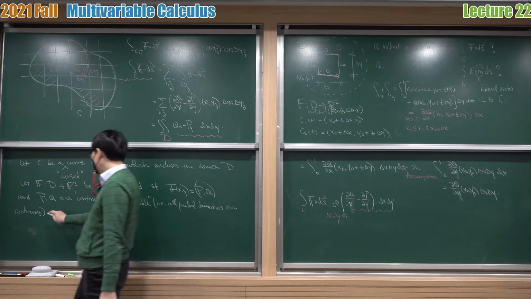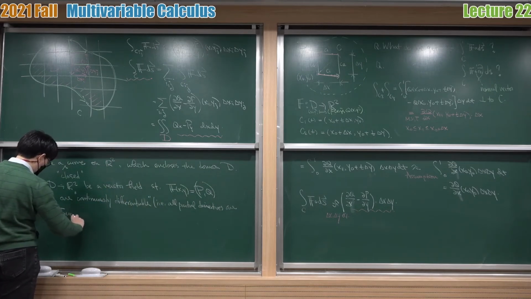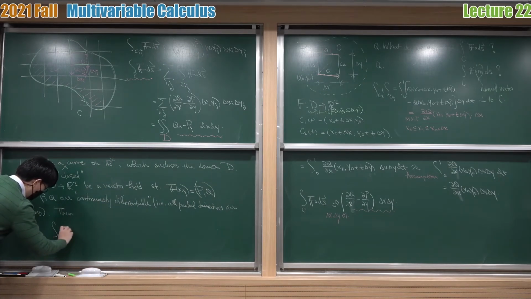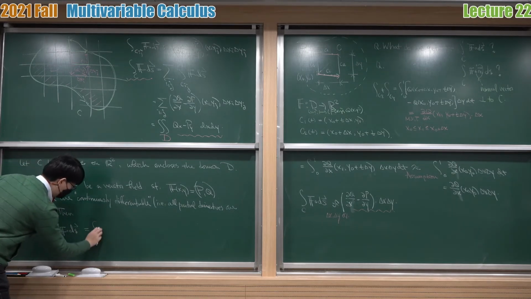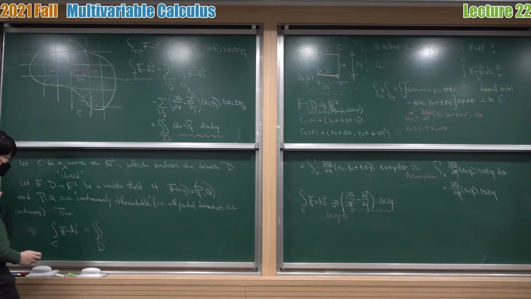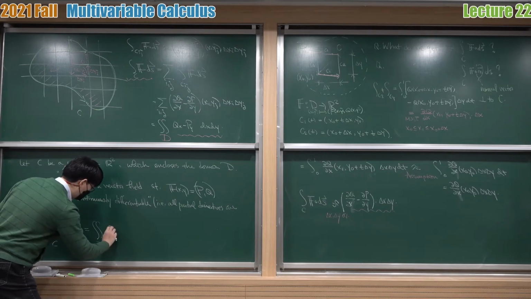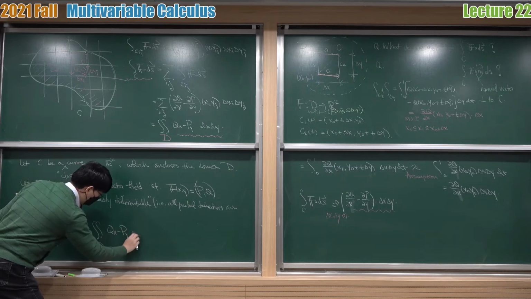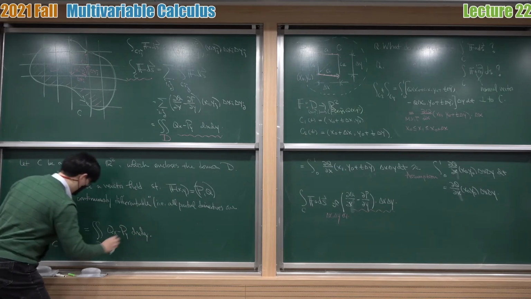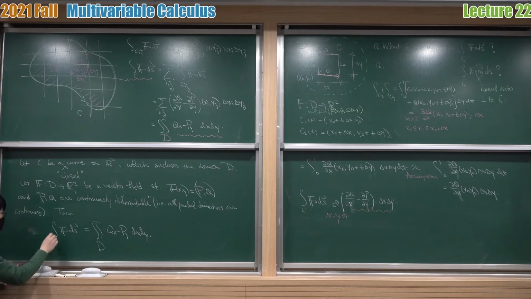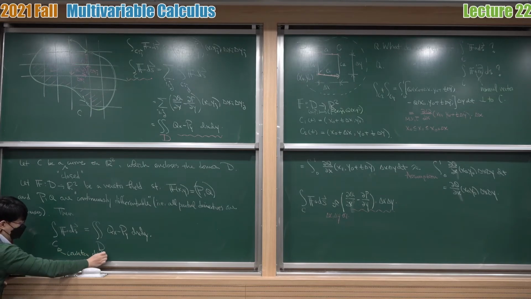Then the line integration over this curve is equal to the double integration of Qx minus Py, assuming that this C is in the counterclockwise direction. Okay.